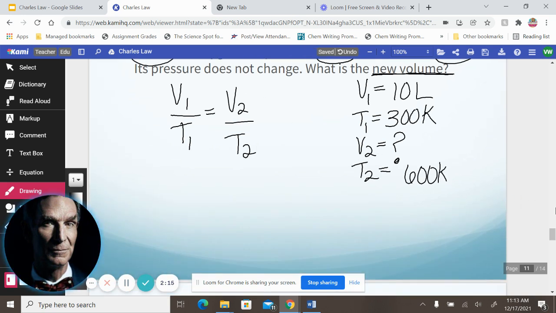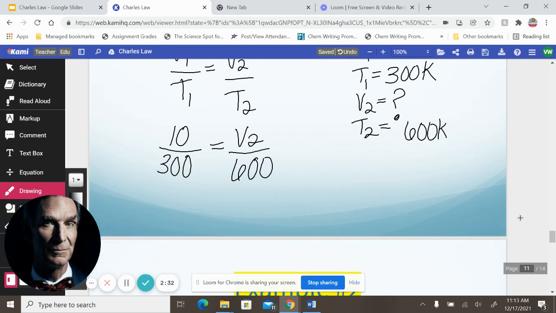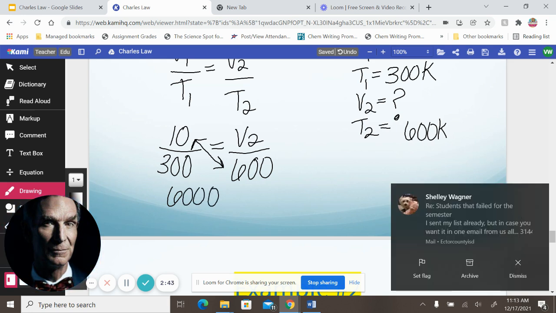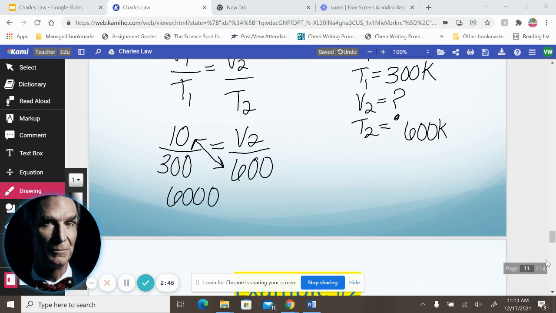Okay, so we're going to plug into our formula. V1, 10, over T1, 300, equals V2, our unknown, over T2, which is 600. There are different ways to solve this, and you can do what makes most sense to you, but I like to cross multiply and divide. So I'm going to start by multiplying 10 times 600, which will give you 6,000. And then we'll multiply the other side, V2 times 300, which will give you 300 V2.